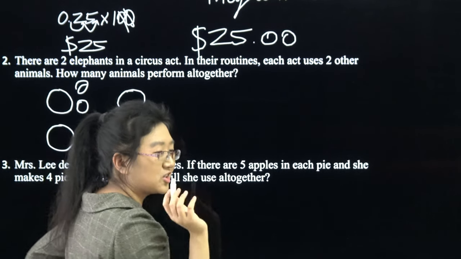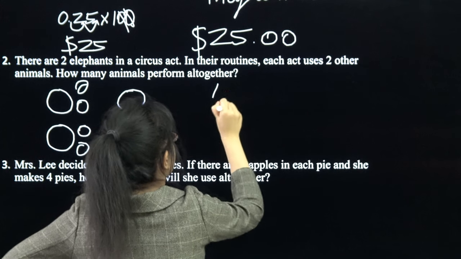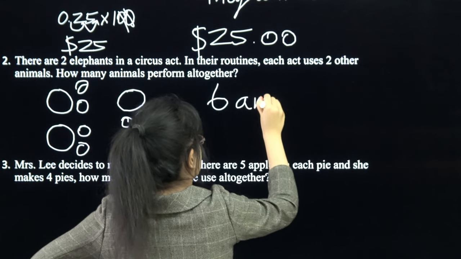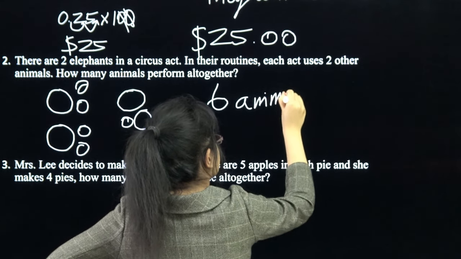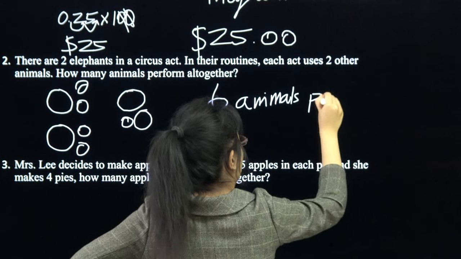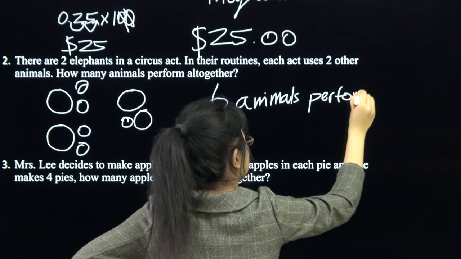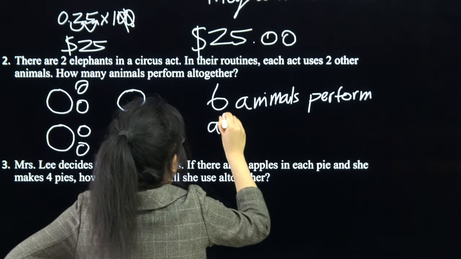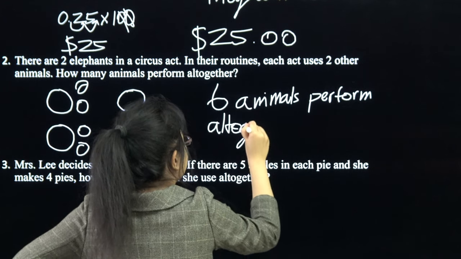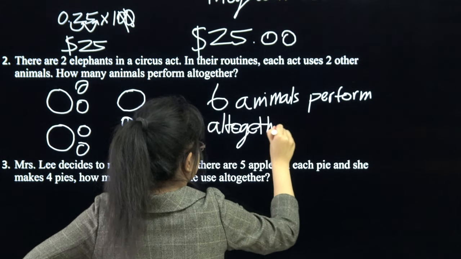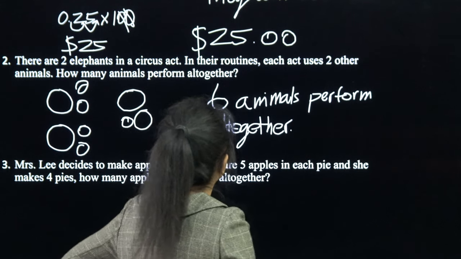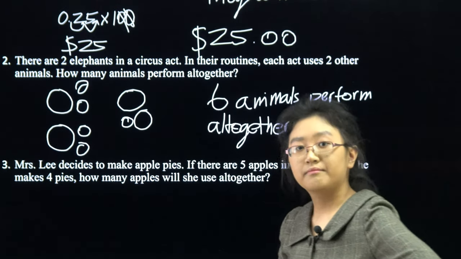But let's pretend that it's not a trick question. 6 animals perform all together. All right, seems legit.